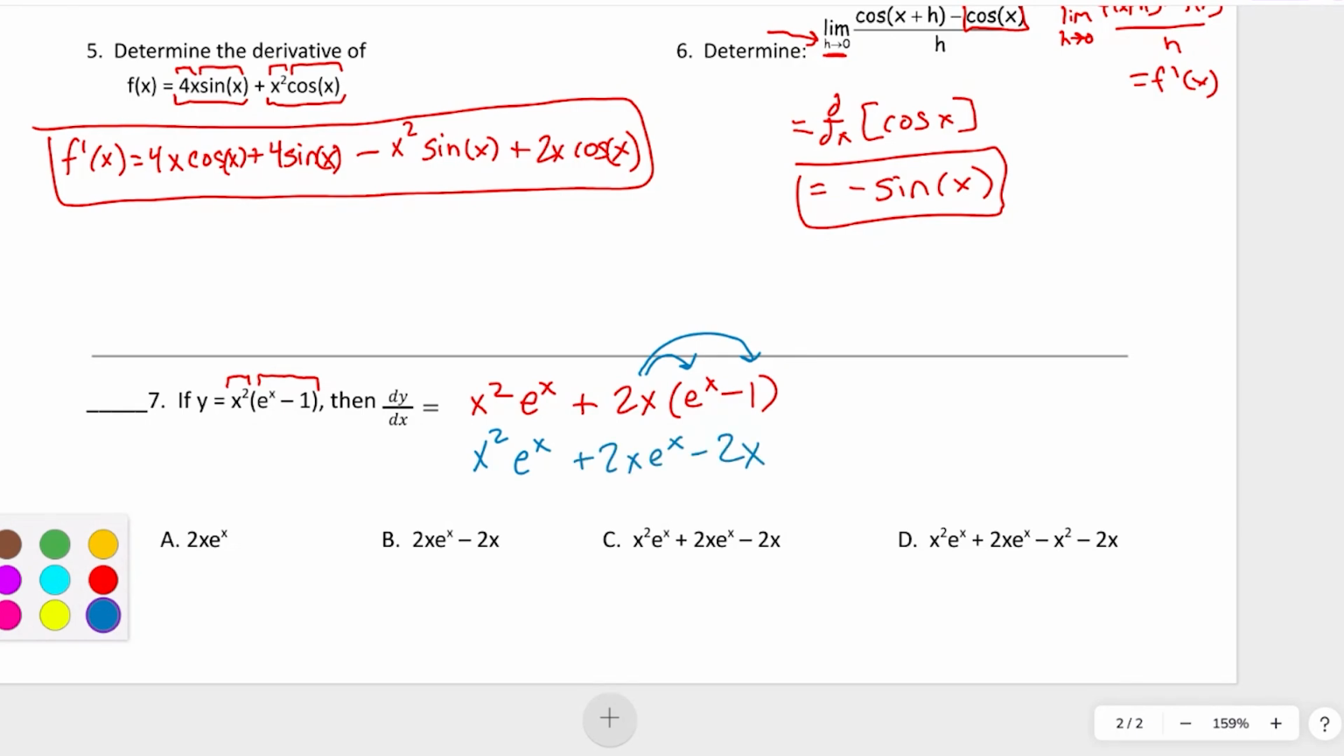And I might have to factor something, but actually it doesn't look like anything. There's no GCF here other than 1. Looking at these terms, I don't see any common terms. So my answer should look something like this. And actually I do see that I've got the x squared e to the x, the 2x e to the x, and the minus 2x, so our answer is C.